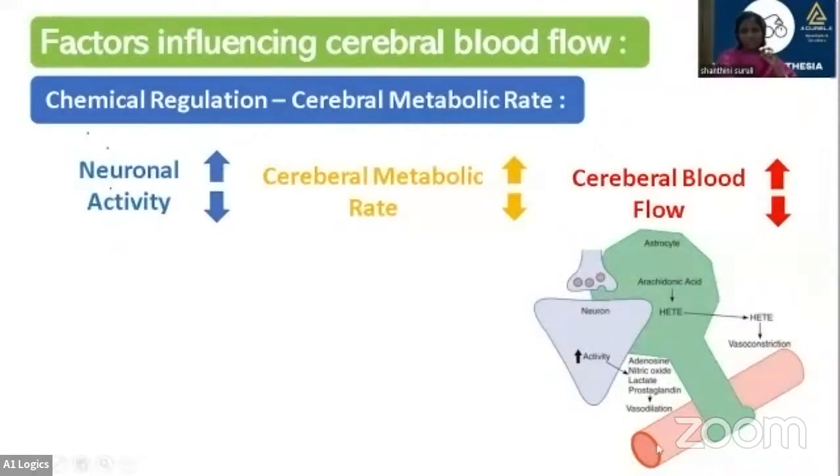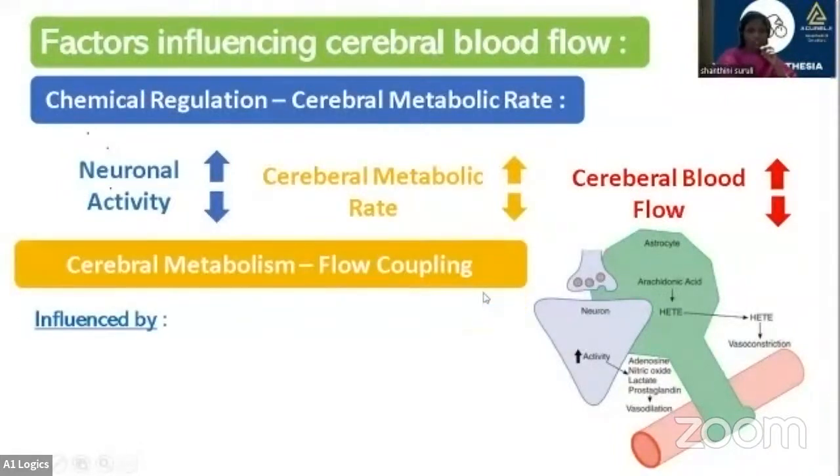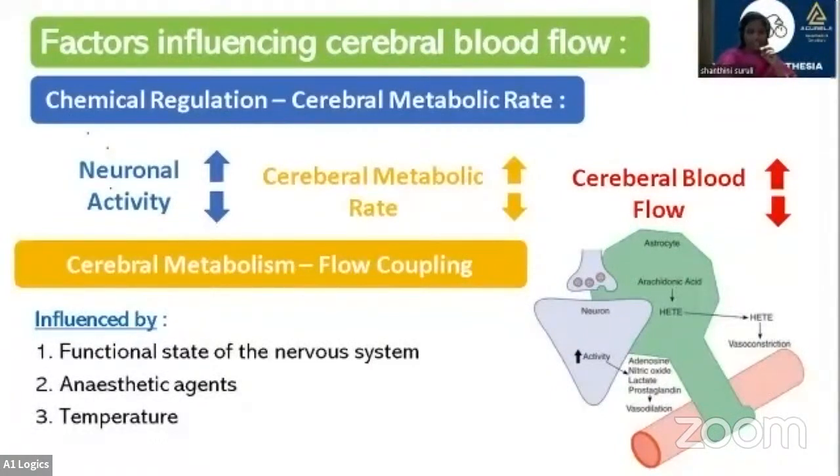Here in this picture, you can see that in neuronal activity, the byproducts such as adenosine, nitric oxide, lactate, and prostaglandin all cause vasodilatation of the cerebral vasculature. The astrocyte, which was previously considered to be a supportive cell, is now confirmed to be playing an active role in conveying this vasodilatory effect to the cerebral vasculature. This relationship is called the cerebral metabolism flow coupling. It is influenced by the functional state of the nervous system, anesthetic agents, and temperature.